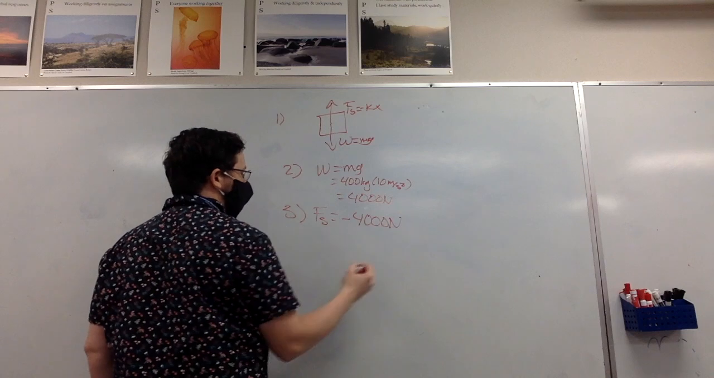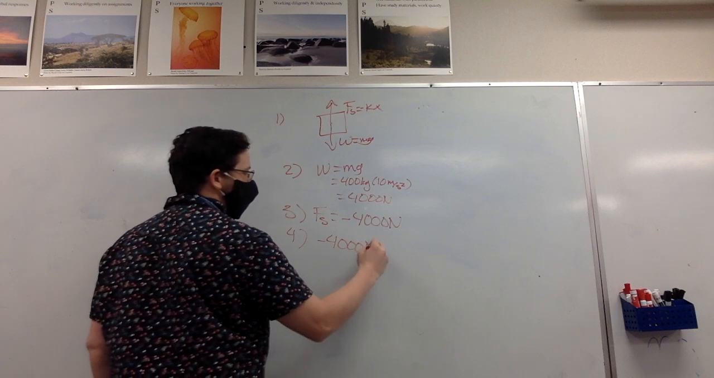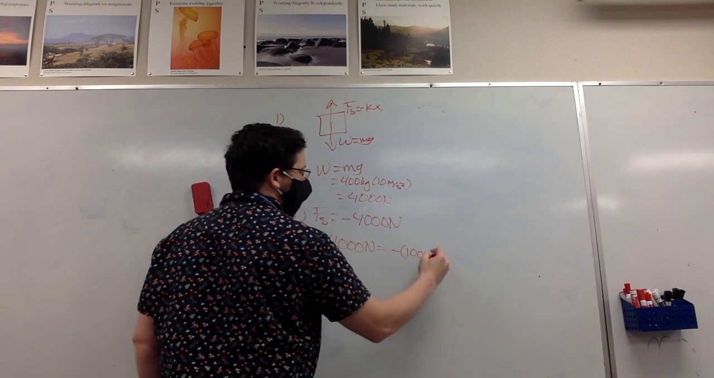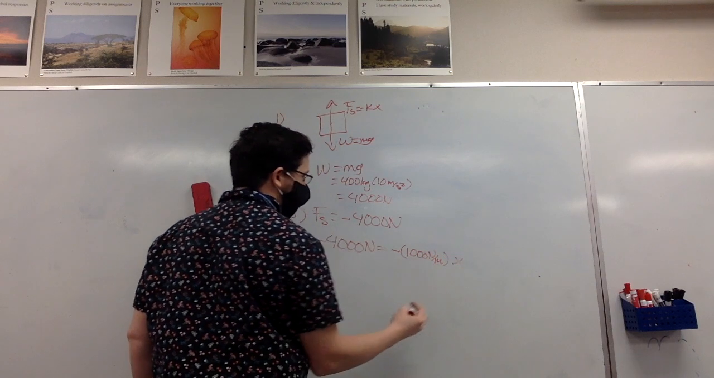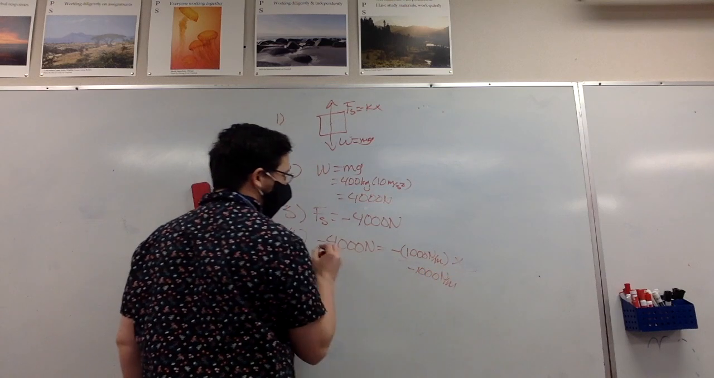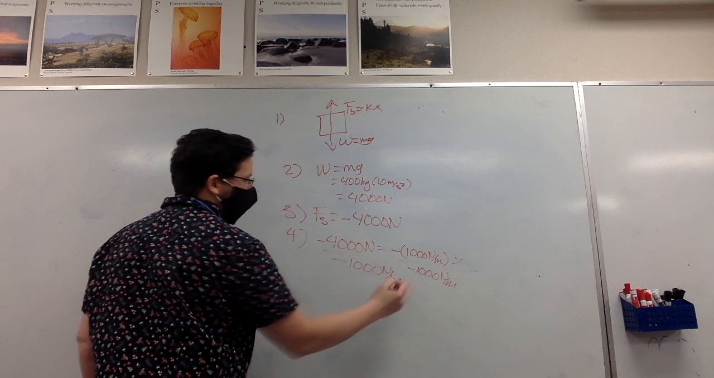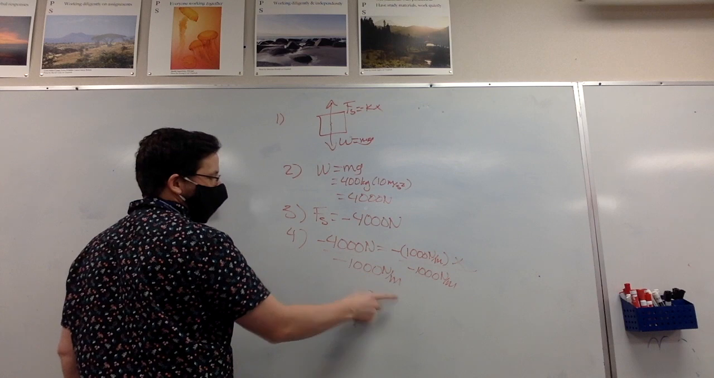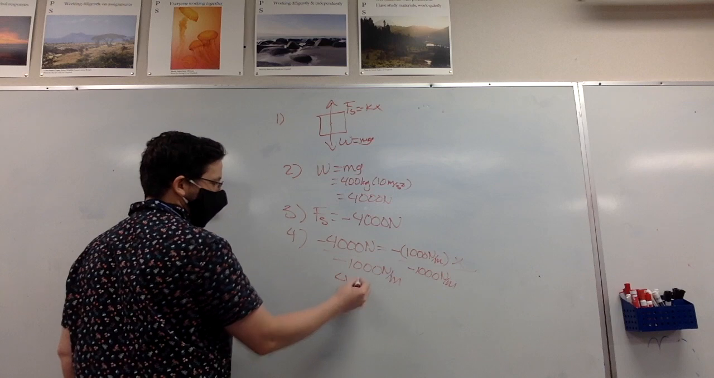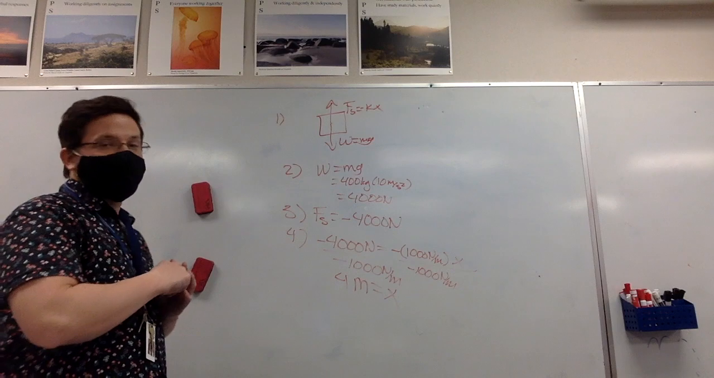And then in part 4, I substitute this into the spring equation. Negative 4,000 newtons equals negative 1,000 newtons per meter times x. Divide this side by negative 1,000 newtons per meter. And then if you think about it, newtons cancel, and 1 over meters down here would flip the meters to the top. Or you can just think, it's distance, so it's meters. That's probably an easier way to think about it. So 4 meters would be the distance.